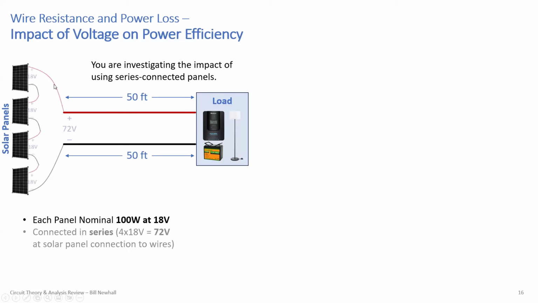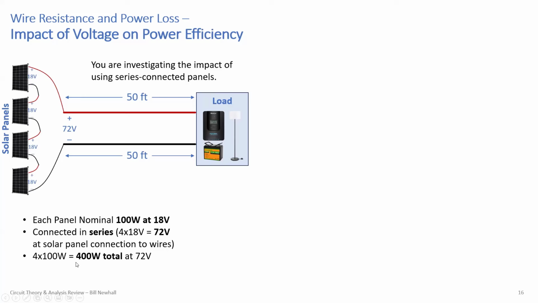Okay, so let's do this, right? Let's connect all these in series. And so this is like connecting voltage sources in series. So you run the KVL equation around this and you get 72 volts between these two wires. So it's no longer 18, you have 72 volts at that connection to the end of the wire.